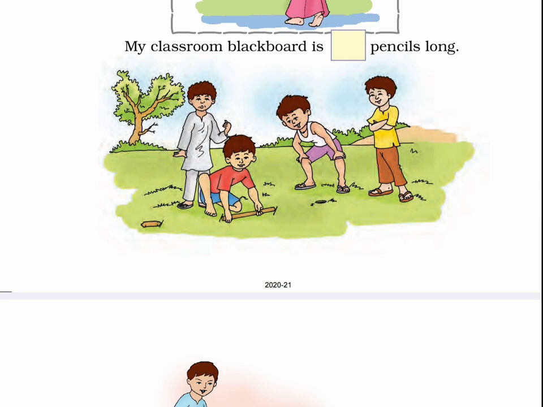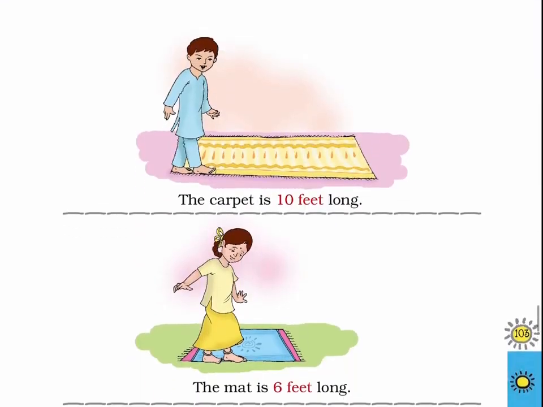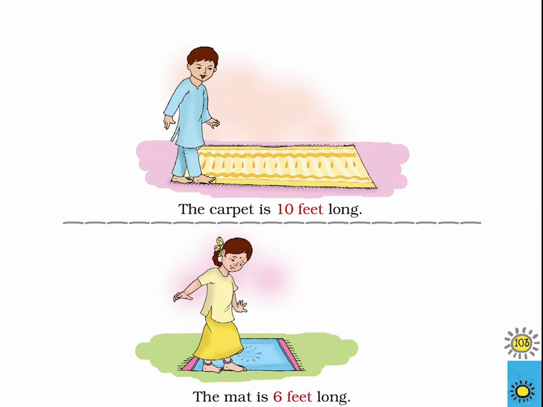Page 103. Measure. This page is divided into 3 parts. Each part has a picture. Part 1 picture shows a boy measuring the carpet with his feet. The carpet is 10 feet long. This is written beneath this picture.